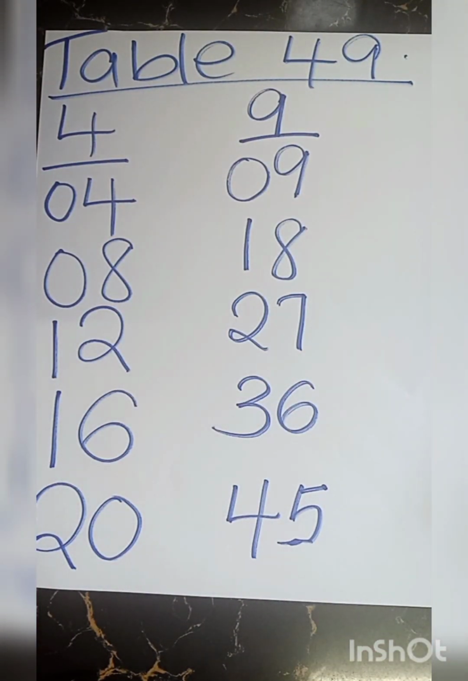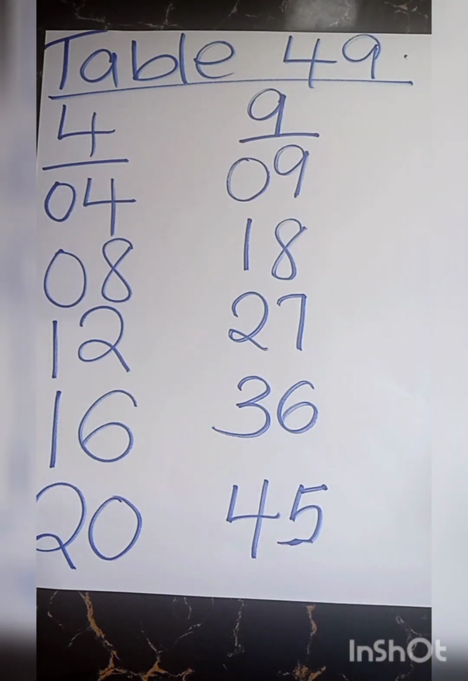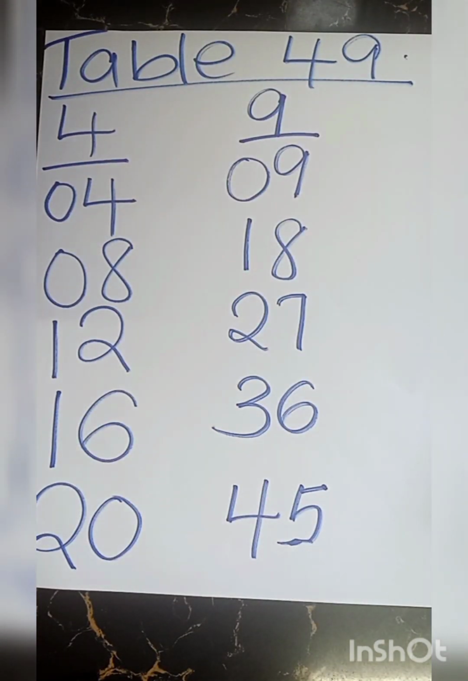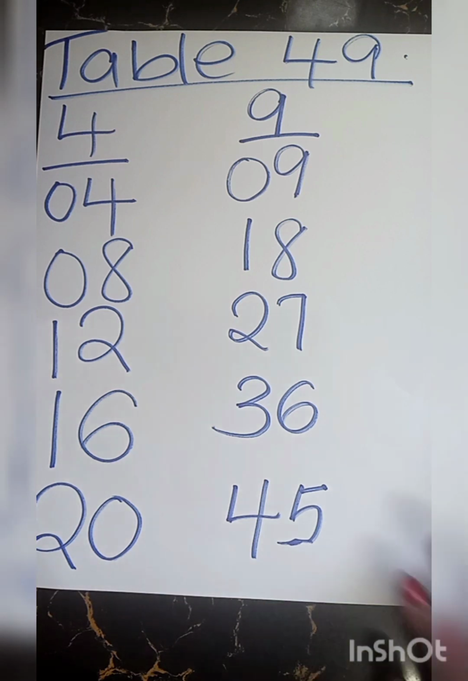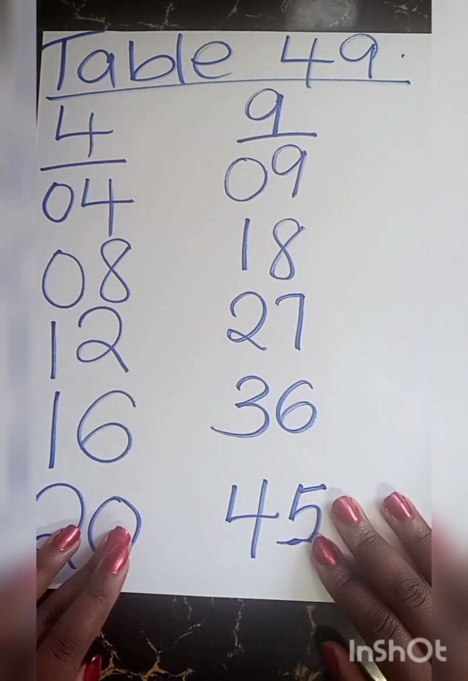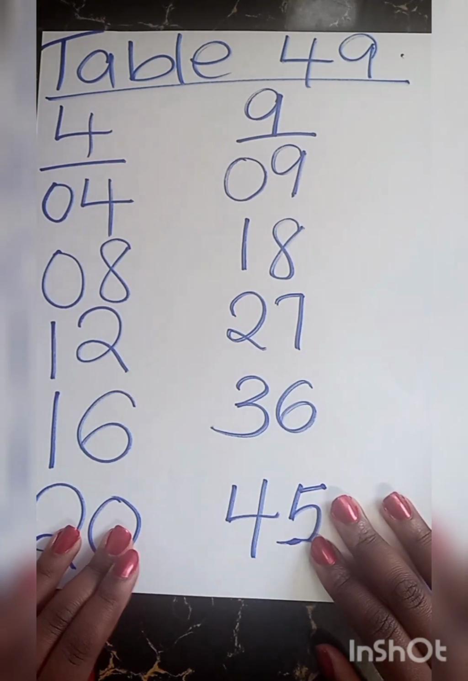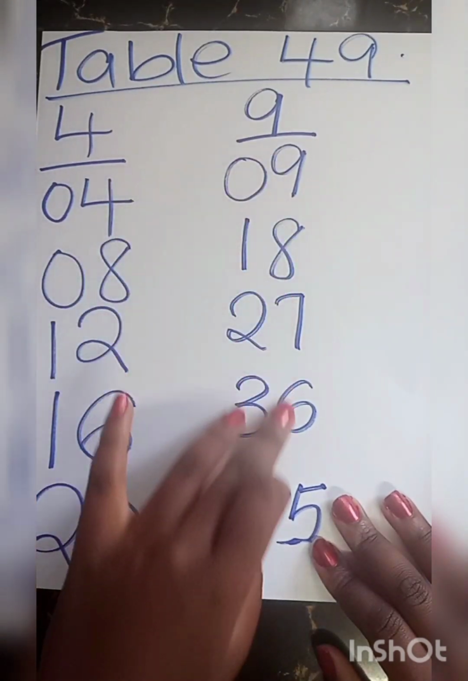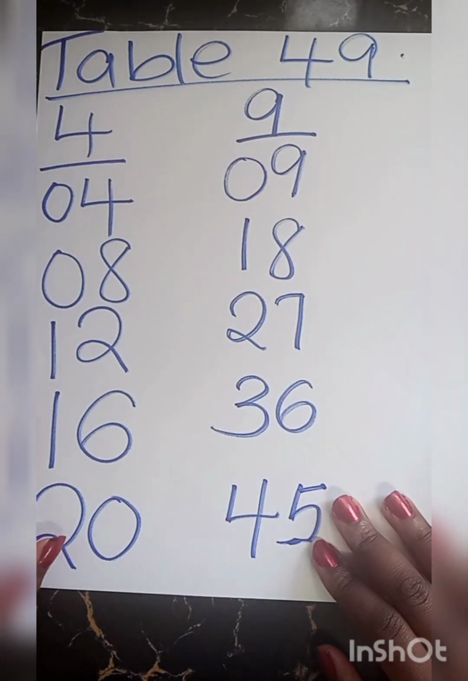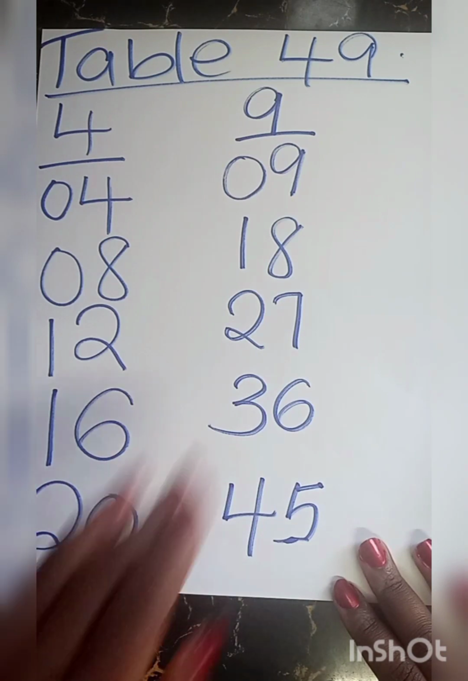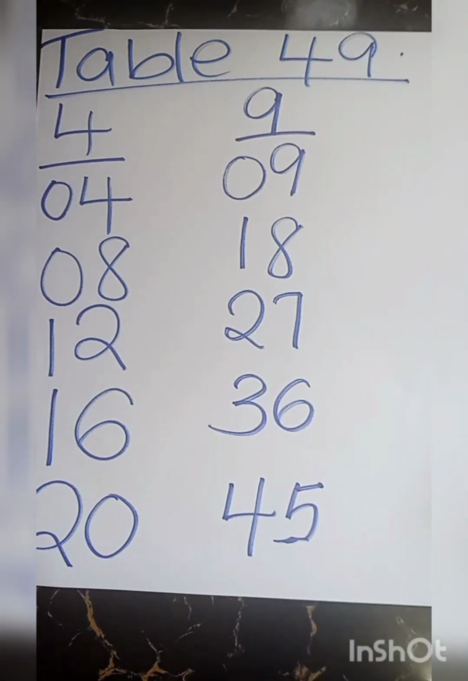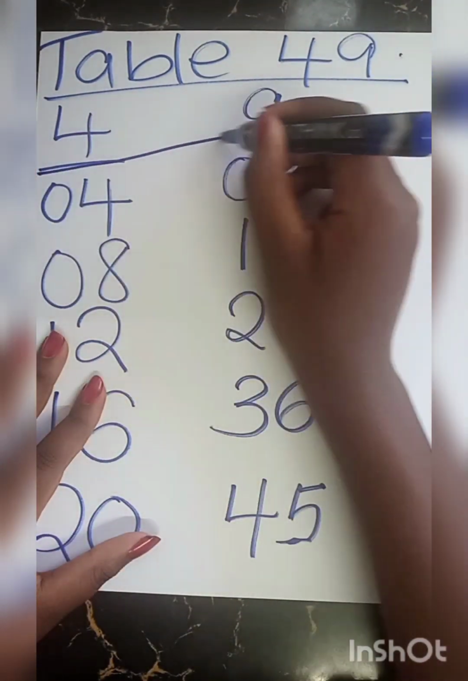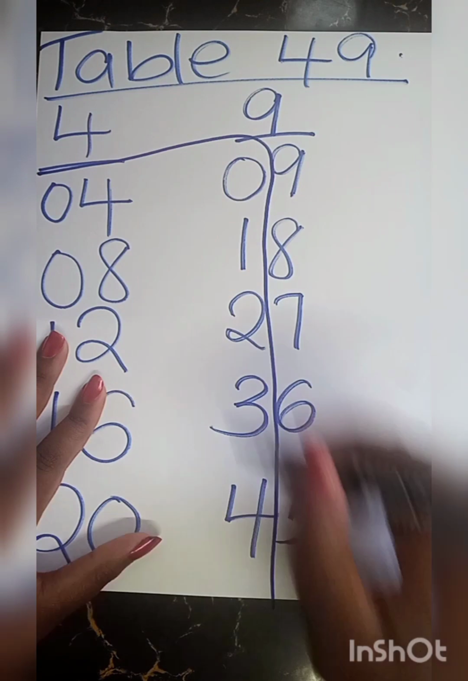So now that you've done that, the next step will be to add the first multiplication table with the digits in the tens place for the second multiplication table. This is table 4 and table 9. So when we add this, what do we get? We are supposed to add this and this.